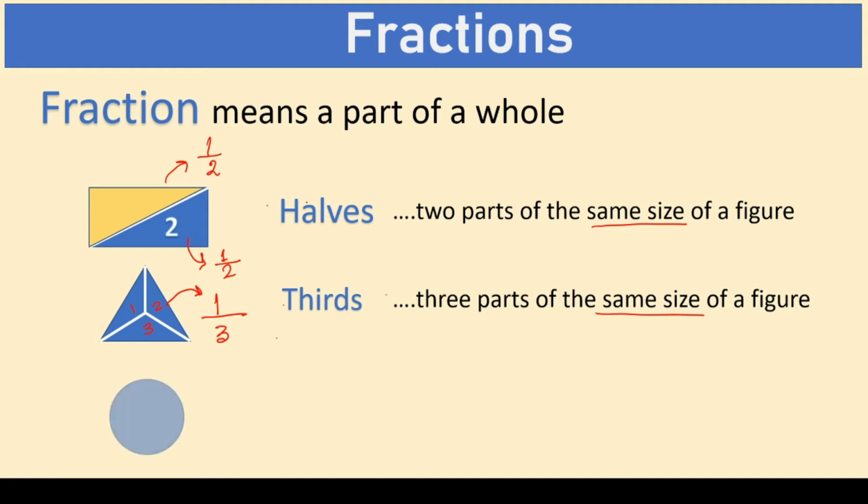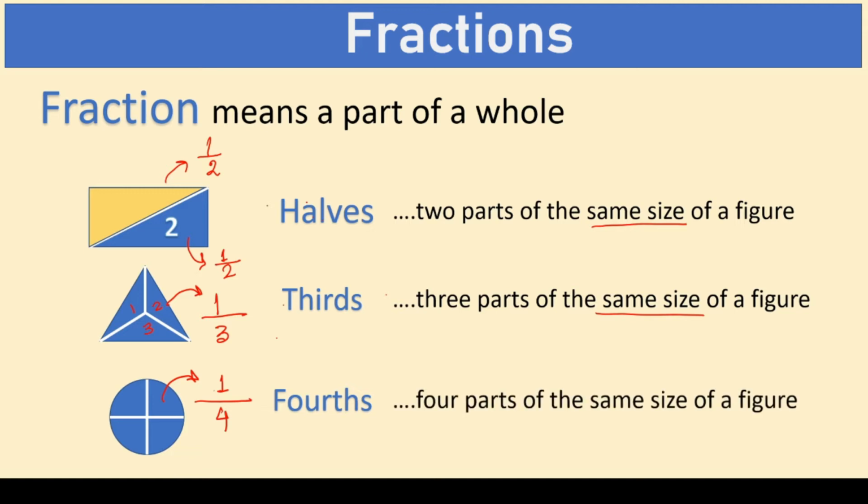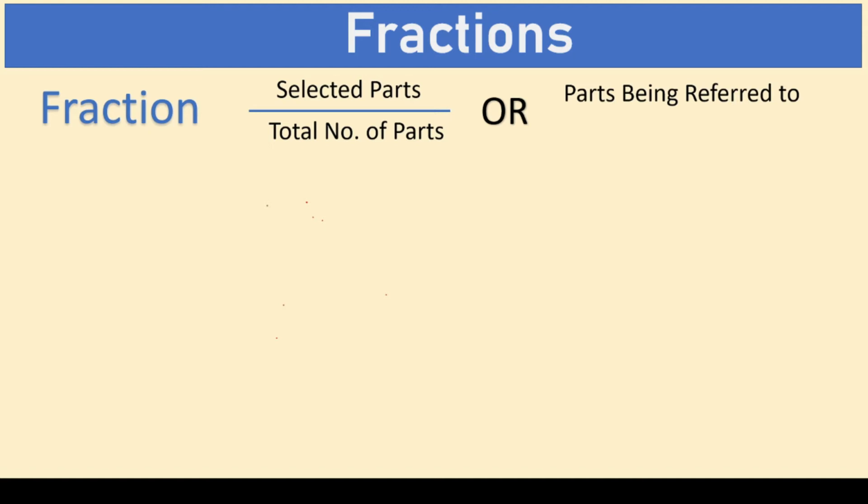Similarly, let's take a circle and divide it into 4 equal parts. So one portion of it is called 1 out of 4 parts or also called a quarter. So this is called fourths, which is 4 parts of the same size of a figure. Now the way we read a fraction is selected parts divided by total number of parts. Or we can also say that it is the parts being referred to divided by the total number of parts.